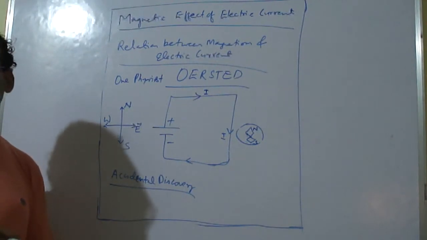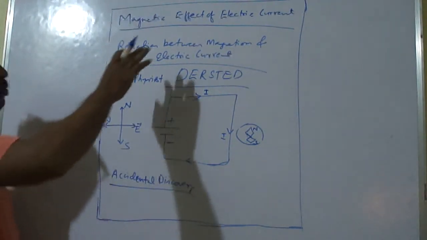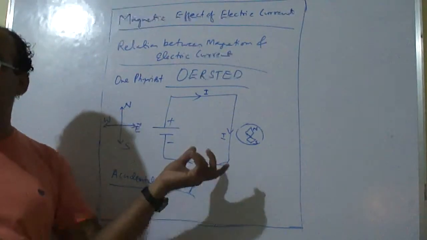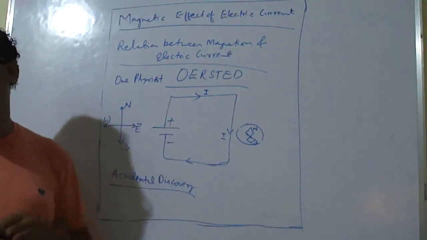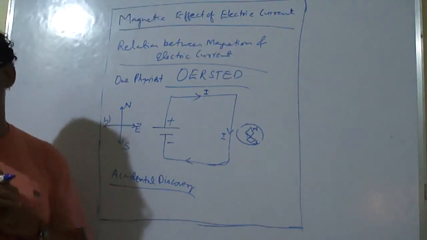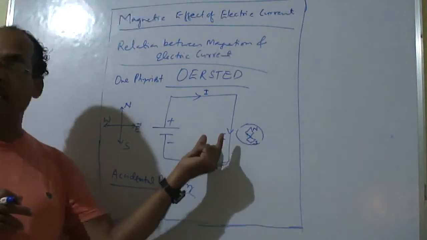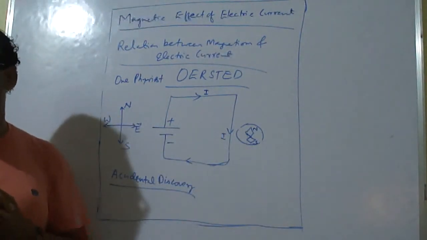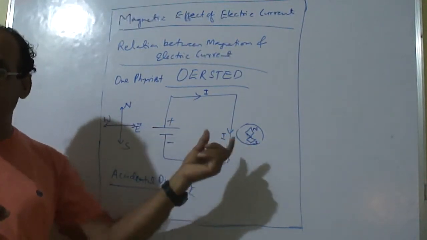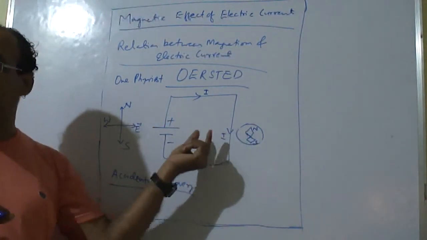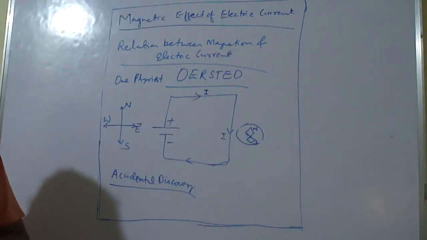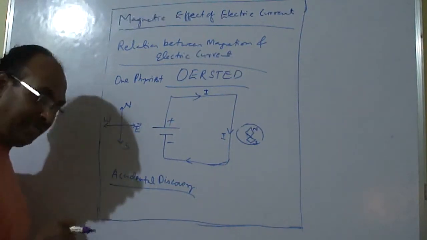So Oersted observed that this current carrying wire is also producing magnetism around it. It creates a magnetic field around it, and when the compass needle enters that magnetic field, it shows deflection because it tries to align its needle along the north and south direction of this magnetic field. Right or not? So the same thing is there.